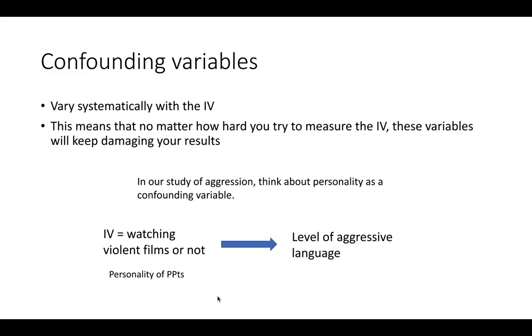Now, imagine how problematic it is if the personality of the participants is not controlled for. Because it doesn't matter what you do. It doesn't matter what the temperature in the room is. It doesn't matter what time of day it is. It doesn't matter if it's summer or winter or spring or autumn. The personality of the participants is always going to be there. And so they are always going to impact on that relationship between the IV and the DV. And so if you don't control for personality, that will become a confounding variable. It will keep following your results and keep on damaging your internal validity.